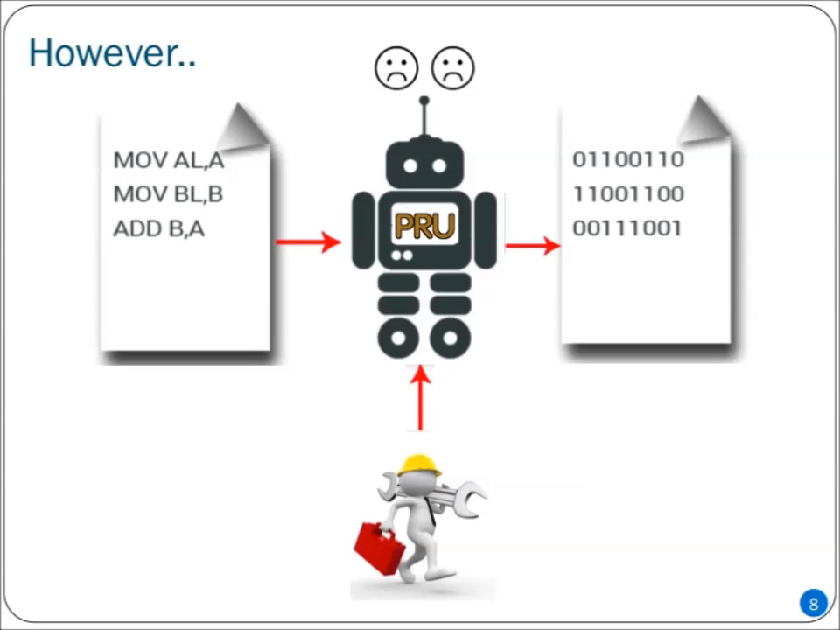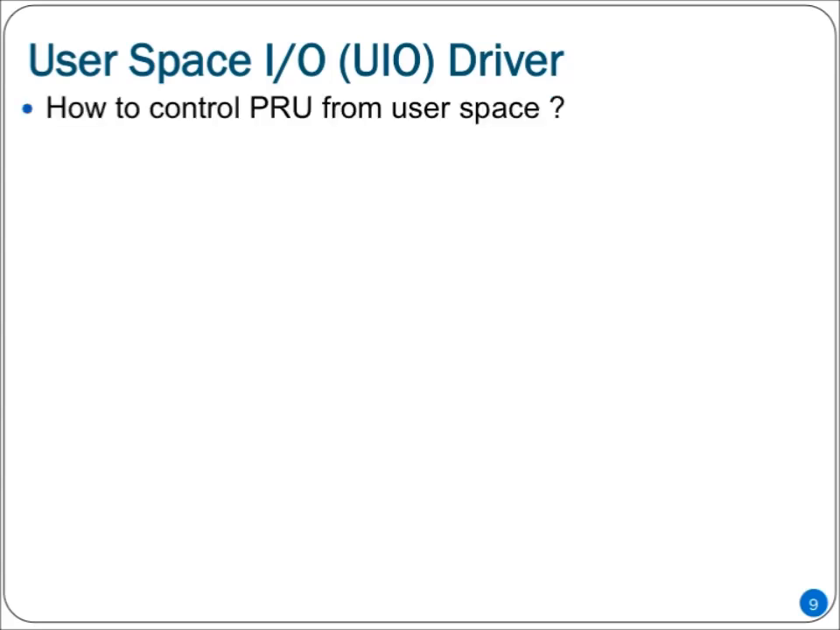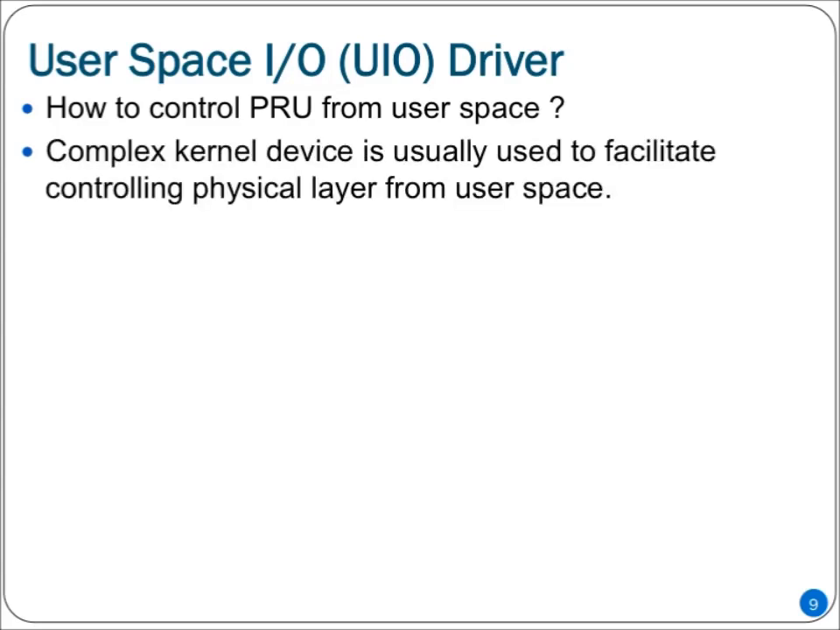I'm not talking about you. So I will talk about the user space I/O driver, only to give you the big picture of how we can control the PRU from user space. What usually happens is that the kernel will have some complex drivers that facilitate and give you high-level access to the hardware. So it gives you high-level APIs, and it will do all the complex stuff underneath. This is a way of controlling the physical layer from the user space.